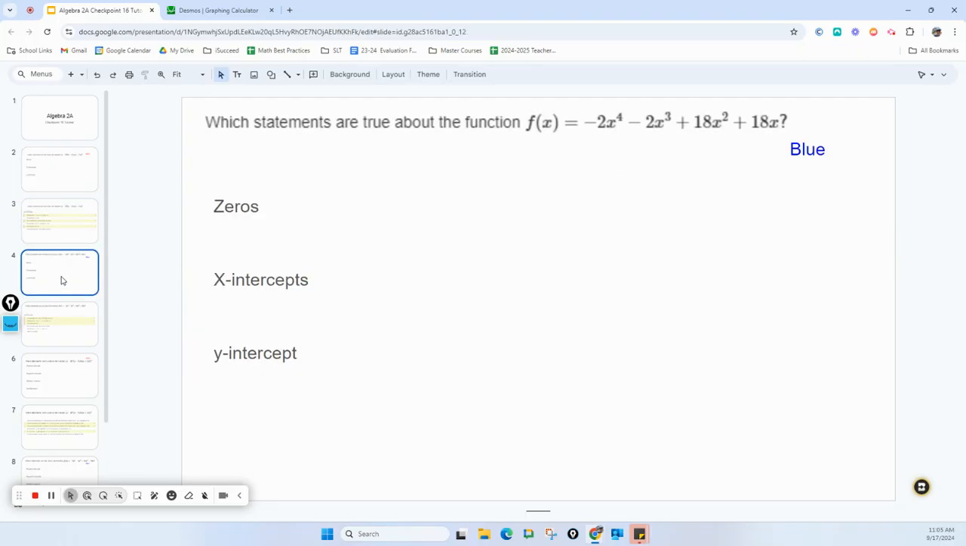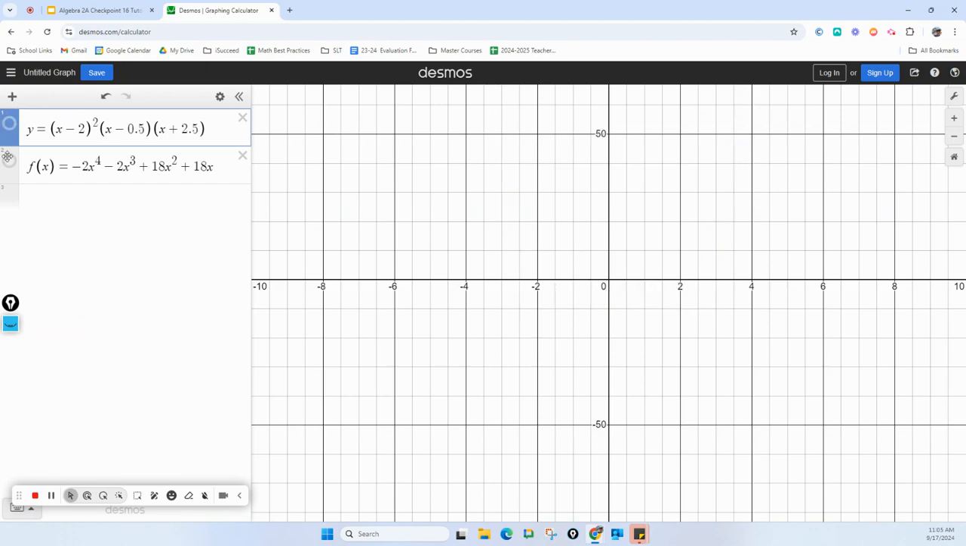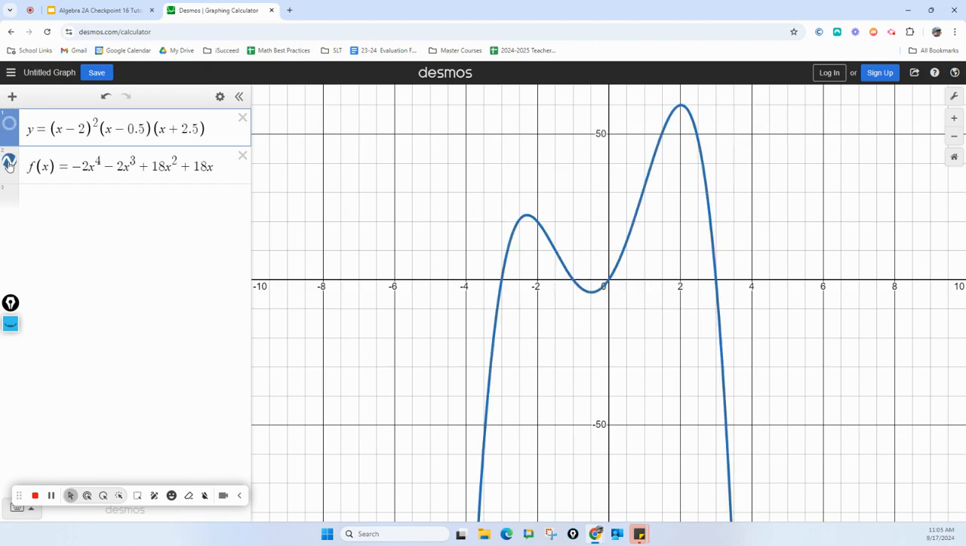Okay, number 2 is asking the exact same thing, for us to find the exact same information. We have a new function here, but as we can see, this function is written in a different form. This is not in intercept form. This is just in standard form. So same thing, I already had this one plugged in here.